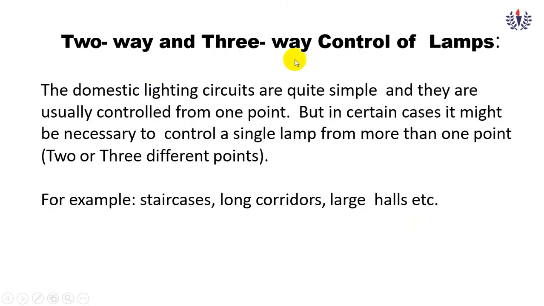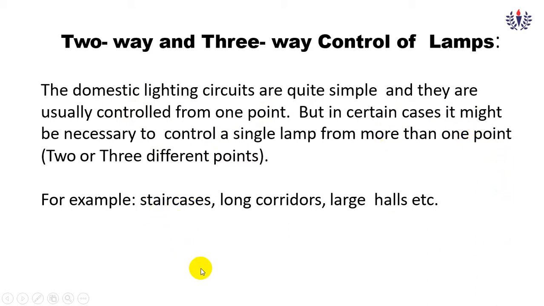So two-way or three-way control of lamps is used in domestic lighting circuits. This is the height of technology with the laziness factor. We don't want to walk back to the starting point to switch it off. It is the height of laziness, but anyway we are using it today. Domestic lighting circuits are quite simple and usually controlled from one point, but in certain cases it may be necessary to control a single lamp from more than one point. The best example is the staircase wiring.